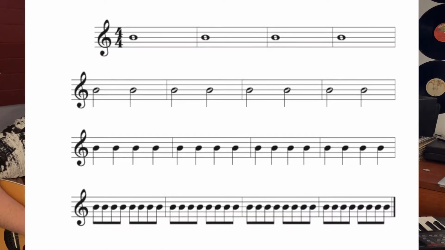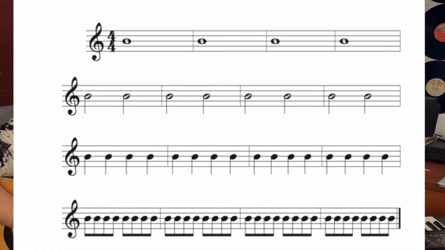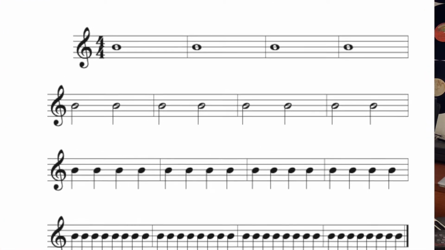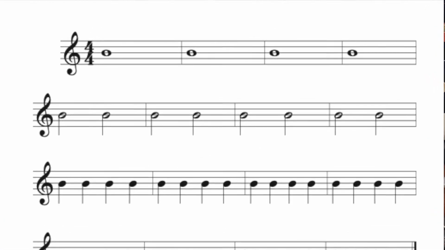If you take a look at our music, you'll see that the second line is made up of 4 bars of half notes. So we have a total of 8 half notes. We're going to go ahead and play the second bar of music now. 1, 2, ready, go. 1, 2, 3, 4.